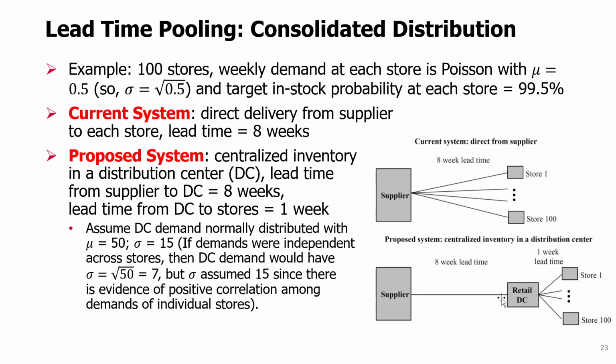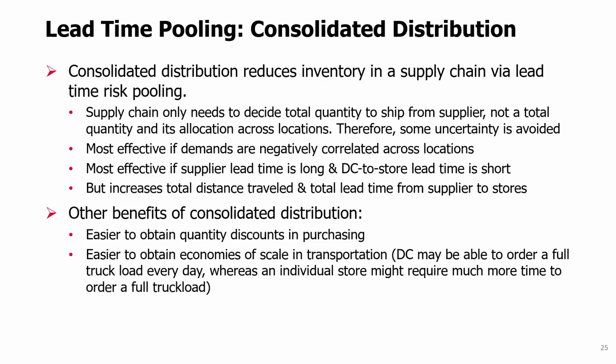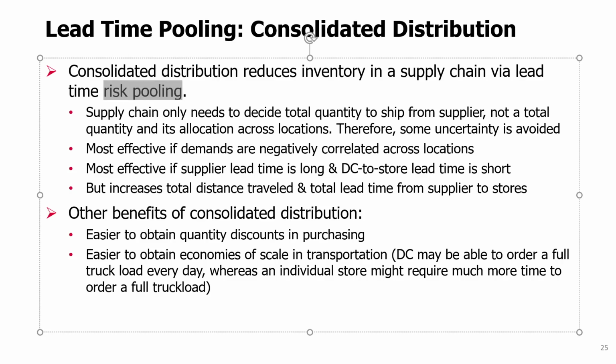And of course, this is one type of lead time pooling, consolidated distribution. We will also discuss another type later on. So you see that consolidated distribution reduces inventory in the supply chain via lead time risk pooling. In other words, a supply chain only needs to decide the total quantity to ship from supplier to the DC, not the quantity that it will allocate to those stores later on, right? Therefore, some uncertainty is avoided. So we can delay dividing the total demand between the stores because we deliver it to the DC that serves all the stores, right?